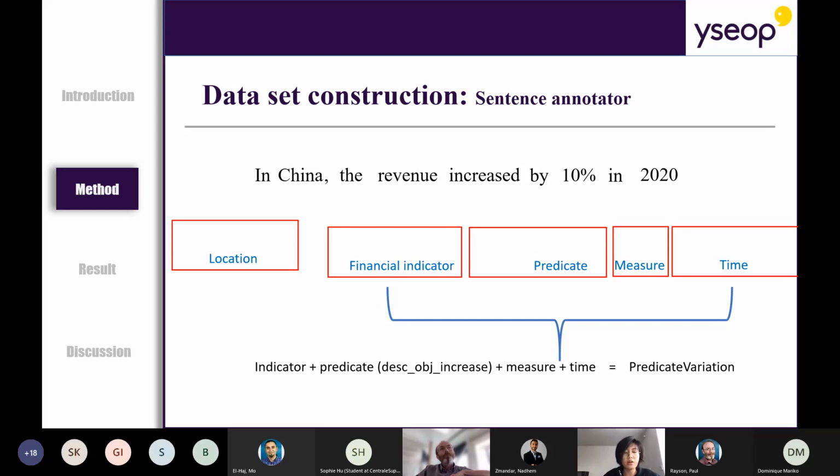And we have defined in the grammar of the sentence annotator that an indicator plus a predicate whose type is described object increase, plus a matter and plus a time, is a key component named predicate variation. Since there is only one predicate variation in this sentence, the intention of this sentence is described variation.